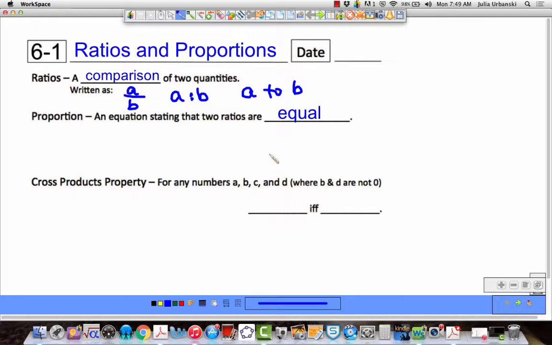And ratios are just comparisons of A, whatever value that is, to B, whatever value that is. A proportion is an equation stating that two ratios are equal. It has to have the equal sign between them. Okay, for example, we can use any letters we want. X to Y equals M to N. That is a proportion, and we've already been dealing with it. That's why this is going to be reviewed.